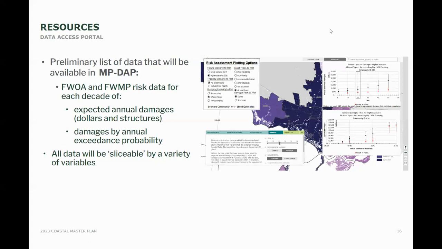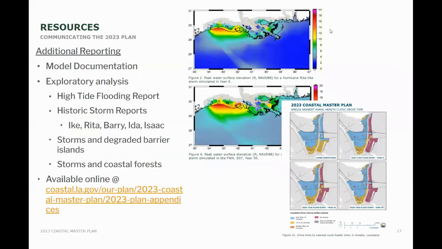And so that information is something that we're interested in making available to the public, to better inform folks on how risk changes into the future and how we can help mitigate and reduce that risk with implementation of the master plan. Moving away from this upcoming data access portal, we already have a bunch of other additional information and analyses available on our website, things that we've been presenting on for some time.